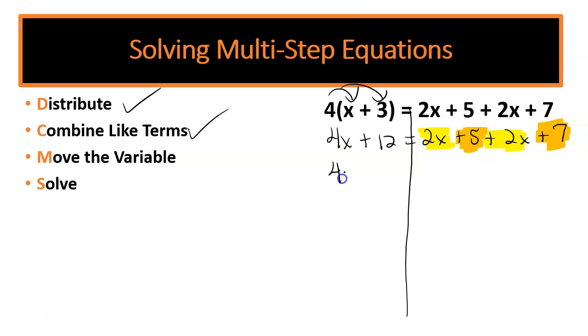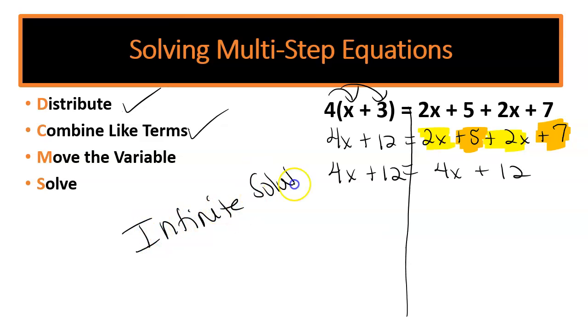All right, so I have 4x plus 12 on this side, and then 2x plus 2x is 4x. 5 plus 7 is positive 12. When you get to this point, you should hopefully notice that you have the same thing on both sides. 4x plus 12 and 4x plus 12. Anytime you have the exact same equation on both sides, this is a special case, which we call infinite solutions. Or you can say all real numbers.